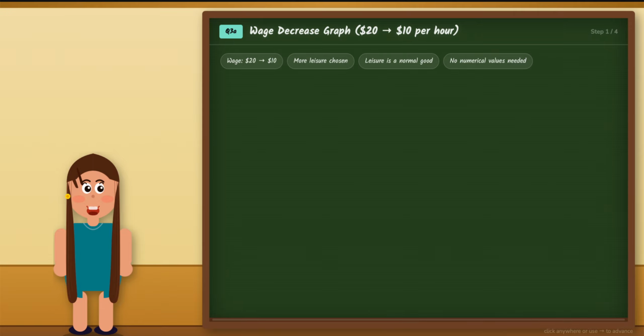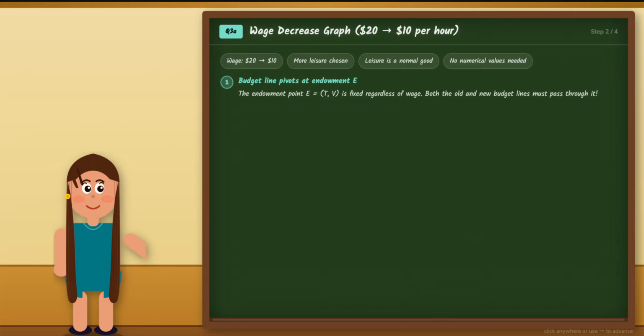For question 3, it is asking me to draw a graph showing what happens when wages fall from $20 to $10 per hour. We are told that more leisure is chosen when the wage falls, and leisure is a normal good. Step 1 is that both budget lines must pass through the endowment point E. The endowment is fixed. It is where hours worked equals 0, so it does not change when the wage changes.